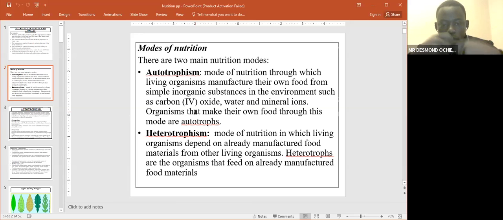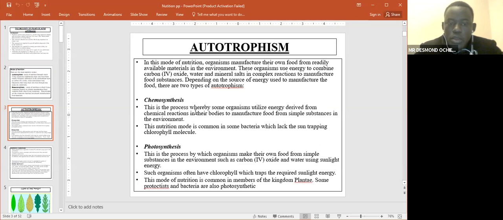As we continue looking into details of these modes of nutrition, we will be able to see that there are different types of each mode of nutrition. For instance, when we look at heterotrophism, we have got different types of heterotrophs. So when we get there, we'll be able to understand how they differ from one another. Okay. So I want us to proceed and look into details what autotrophism is. Now, autotrophism. I want to believe that you can see what is projected on my screen.